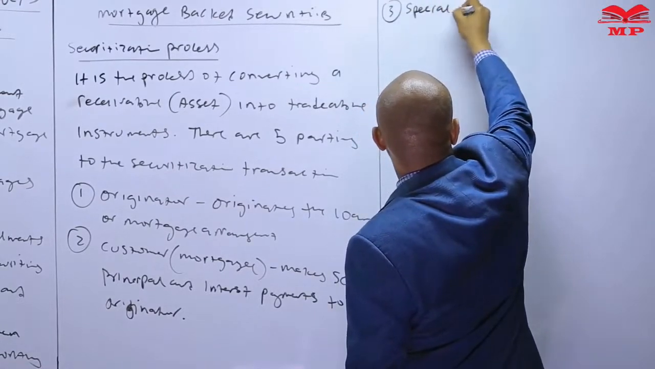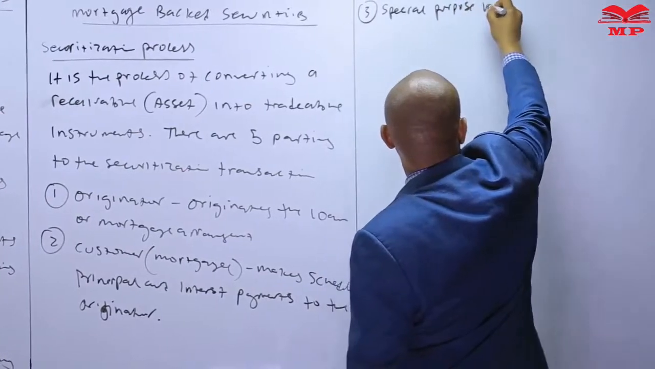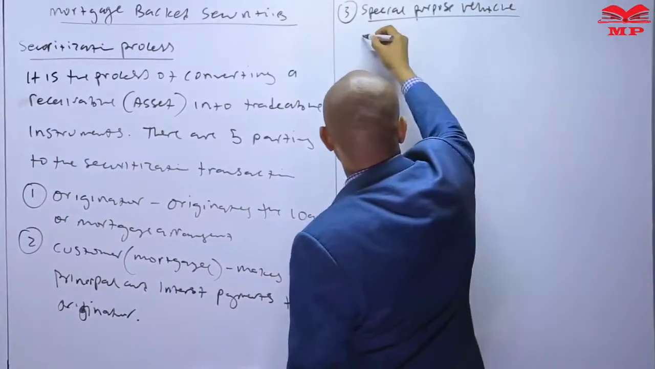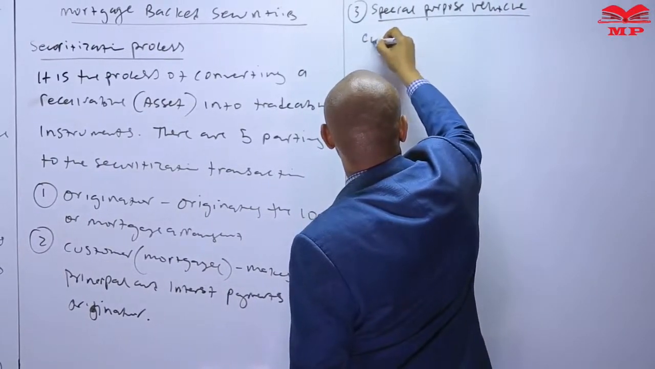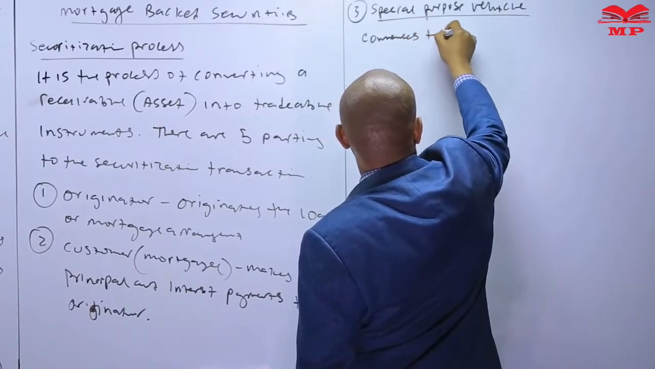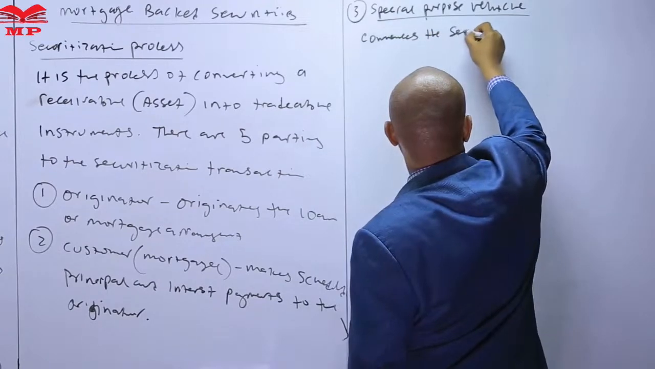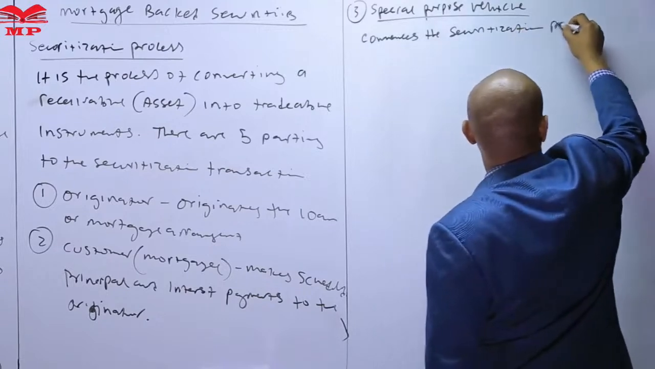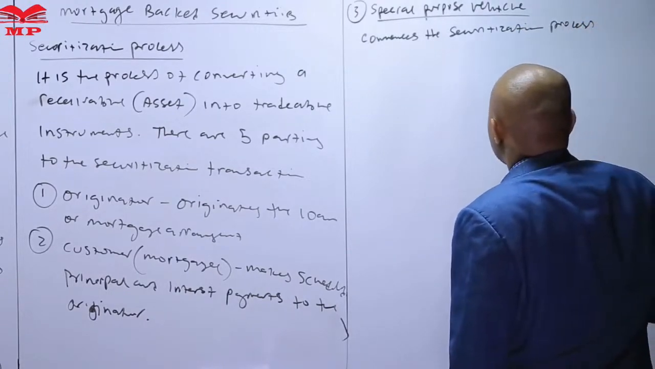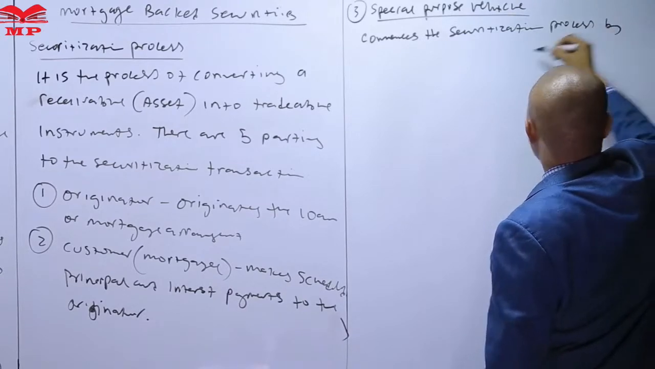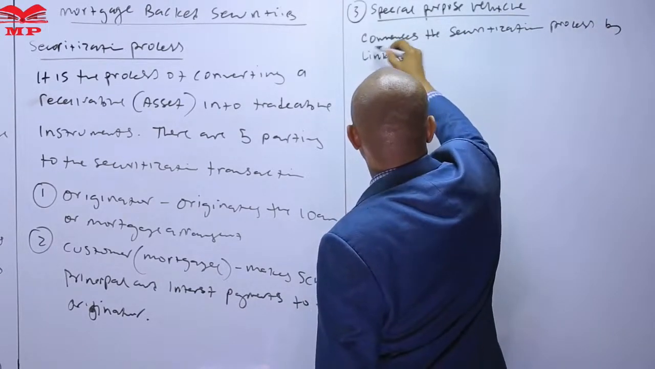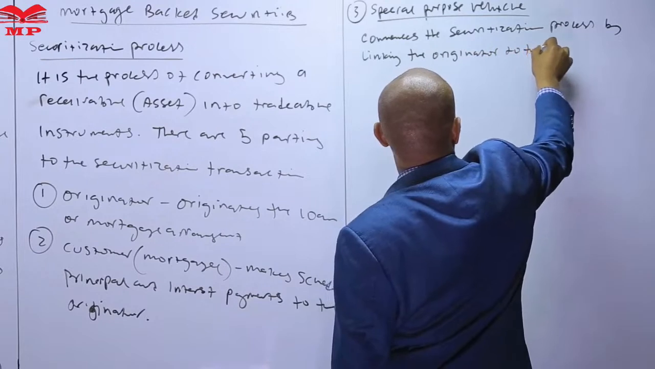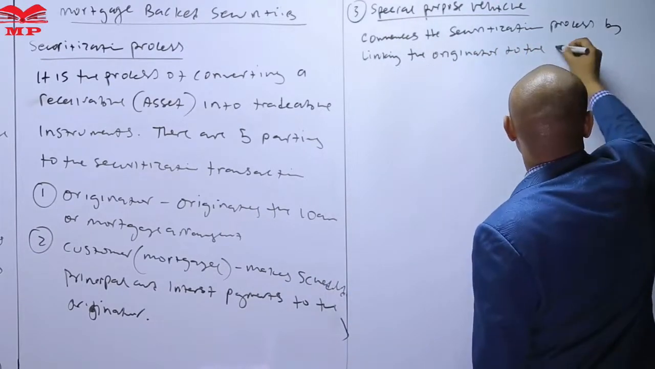Then we have party number 3, the special purpose vehicle. The special purpose vehicle commences the securitization process by linking the originator to the credit enhancer.